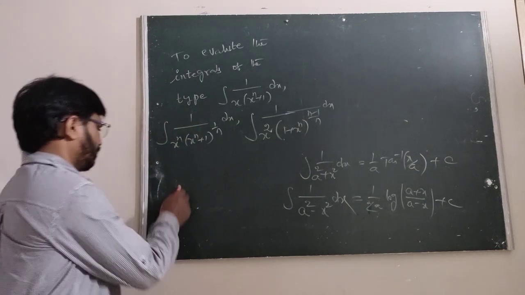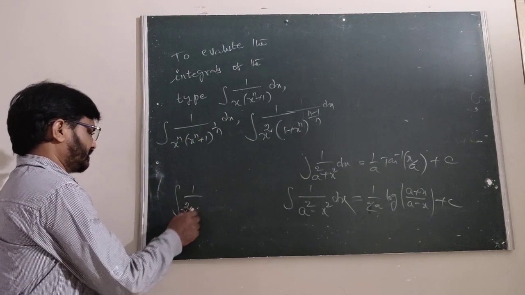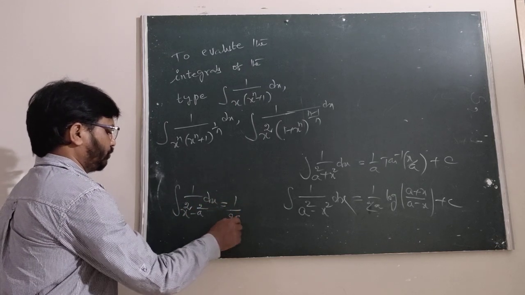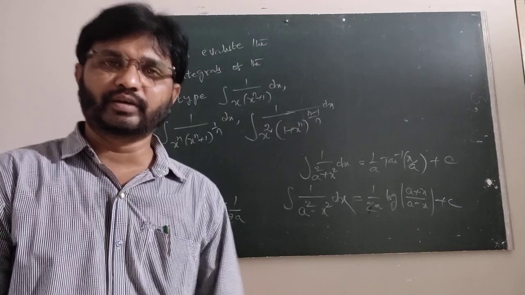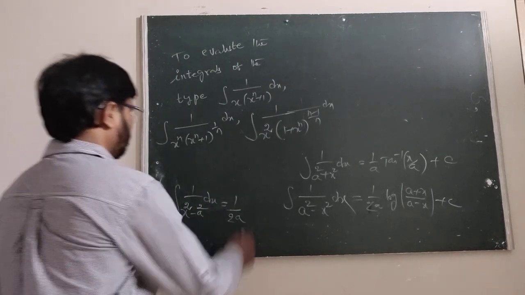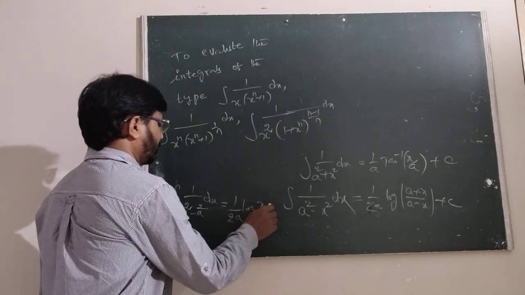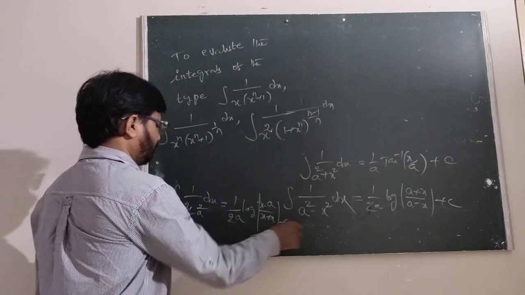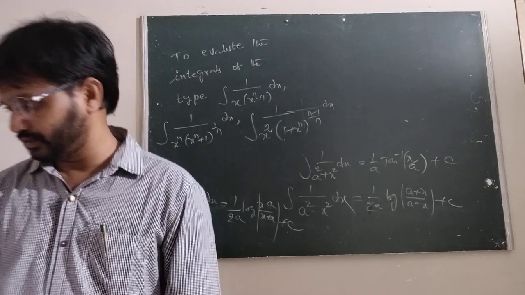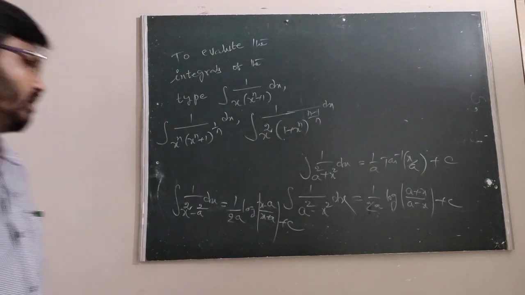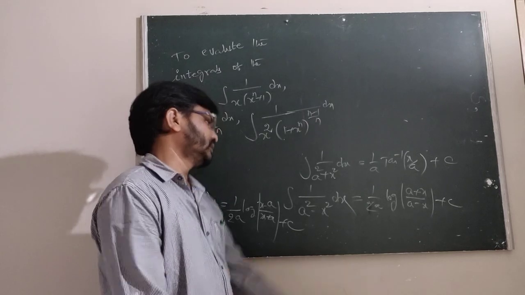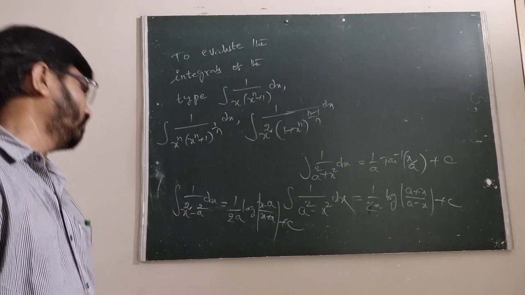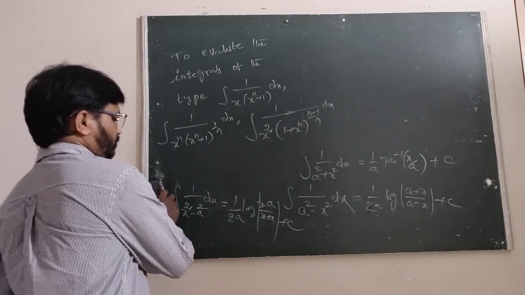Now we go to the third one, 1 upon x square minus a square into dx, which is of the form 1 by 2a log mod of (x minus a) by (x plus a) plus c. These are the three formulas. One of them is 1 by a tan inverse of x by a. Another is 1 by 2a log mod of (a plus x) by (a minus x). And the third one is 1 by 2a log mod of (x minus a) by (x plus a).